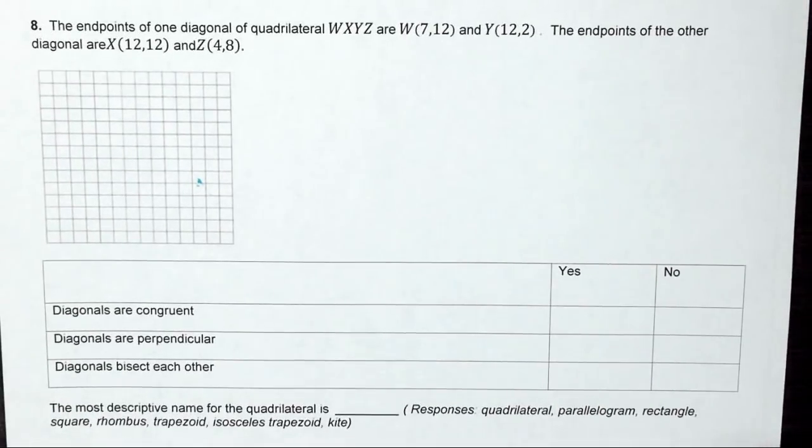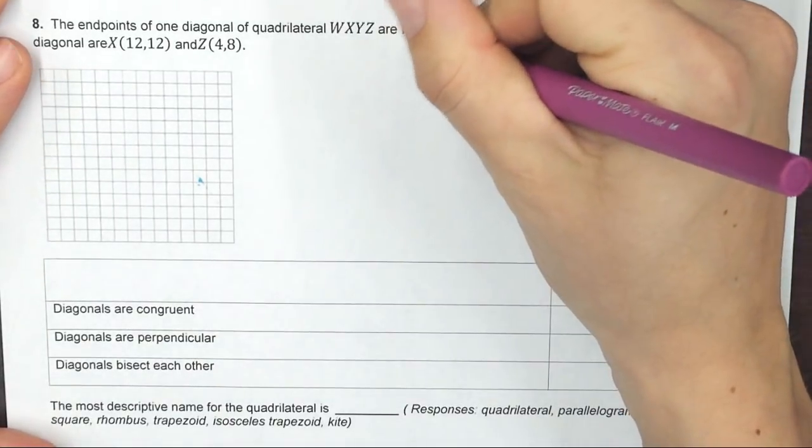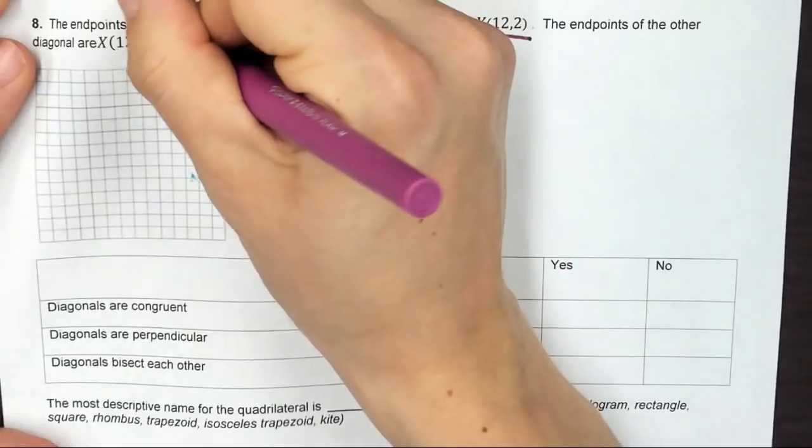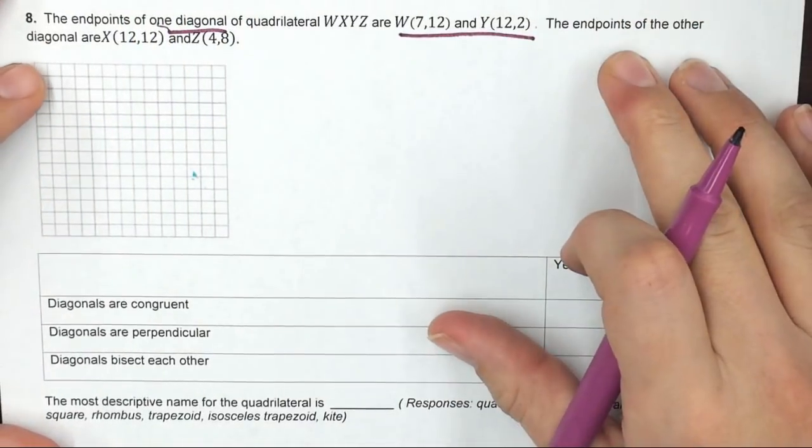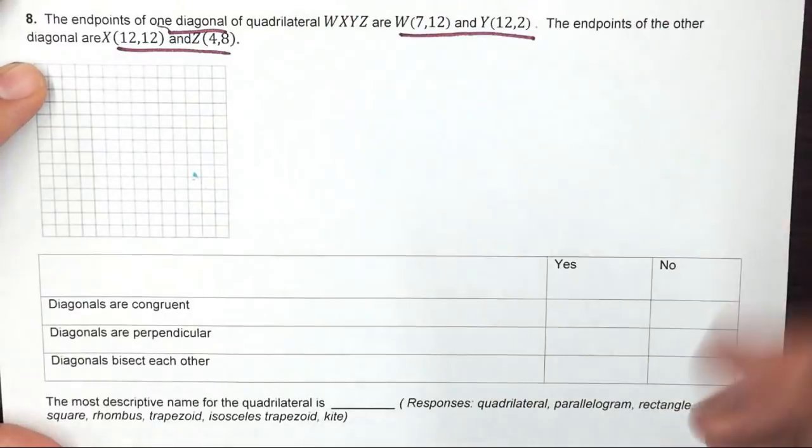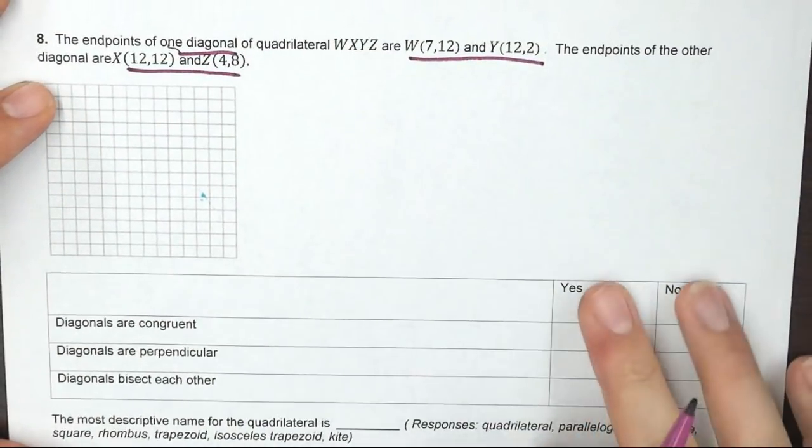All right, the endpoints of one diagonal of a quadrilateral are the following. Okay, it's the diagonal. It's important. Endpoints of the other diagonal are as follows. And then they ask us some information here. So let's go ahead and graph this.